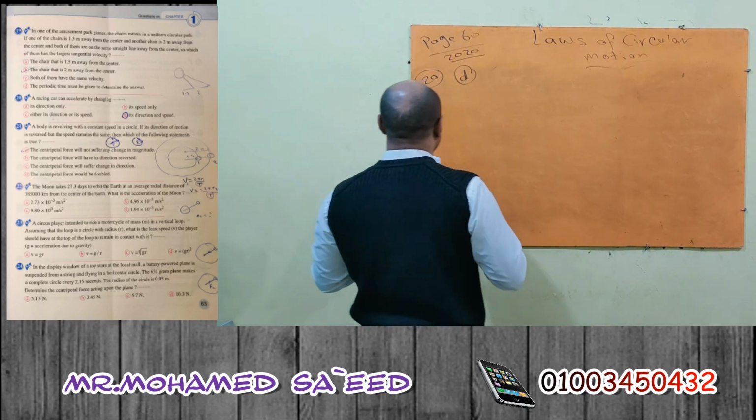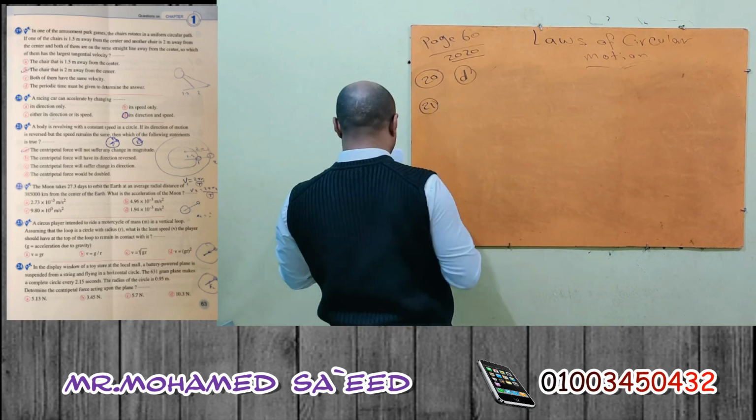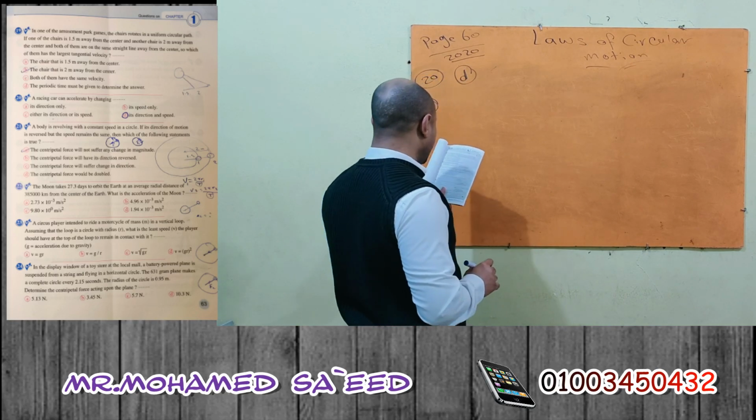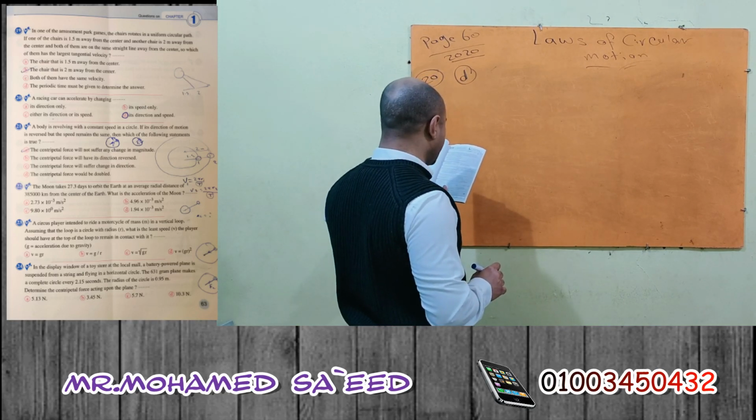Okay, question number 21. A body is revolving with a constant speed in a circle.